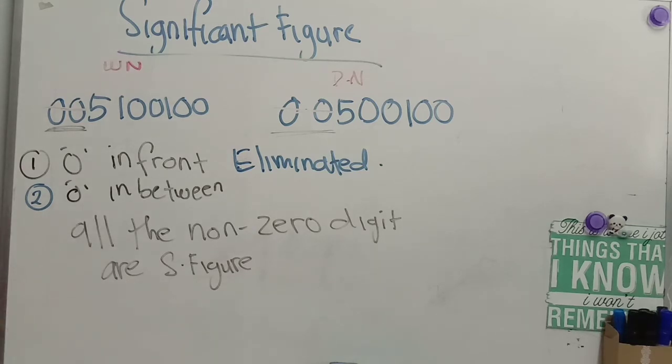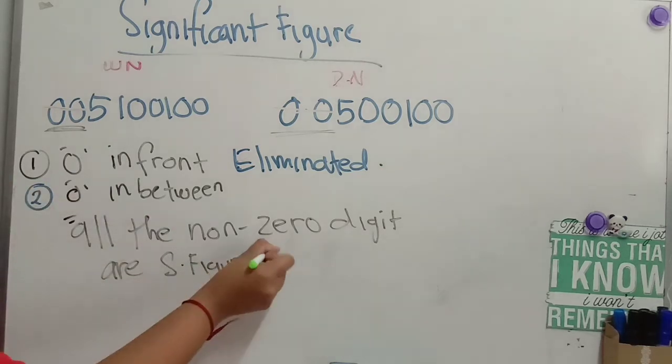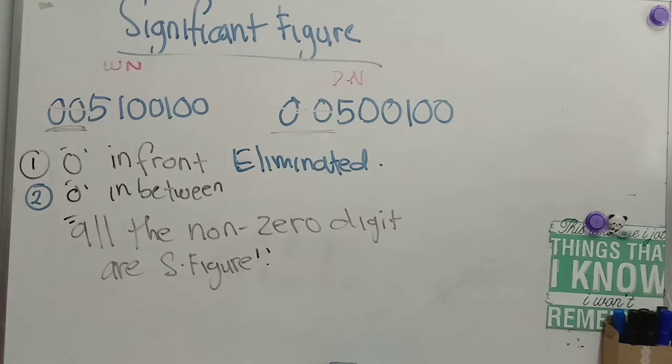So we do want to determine whether this 5 and this 1 are significant figures or not, because the rules already tell us that they are significant figures. So we just go with the 0.